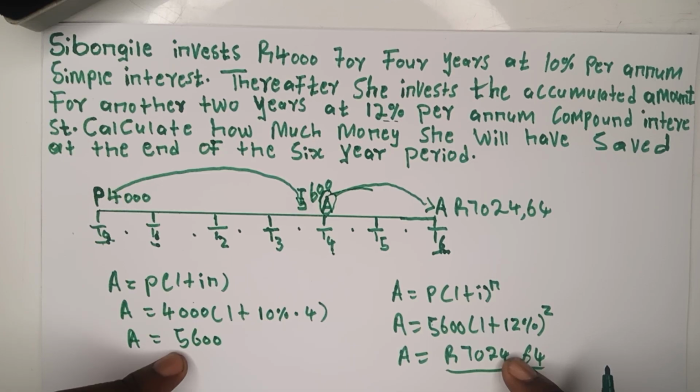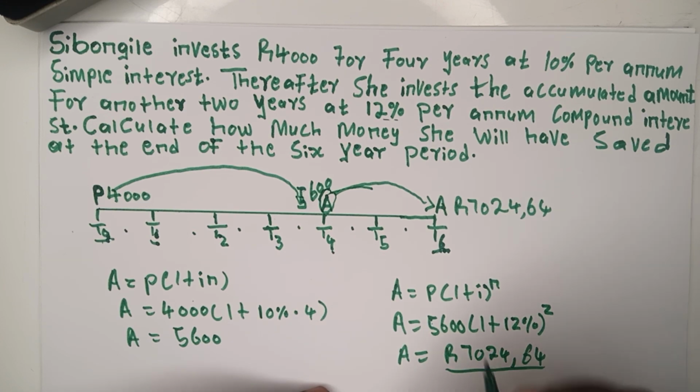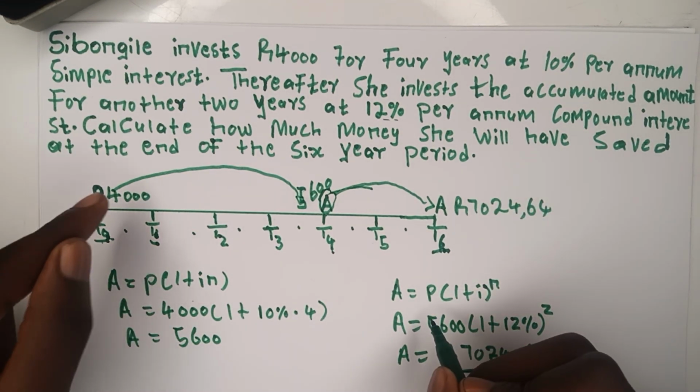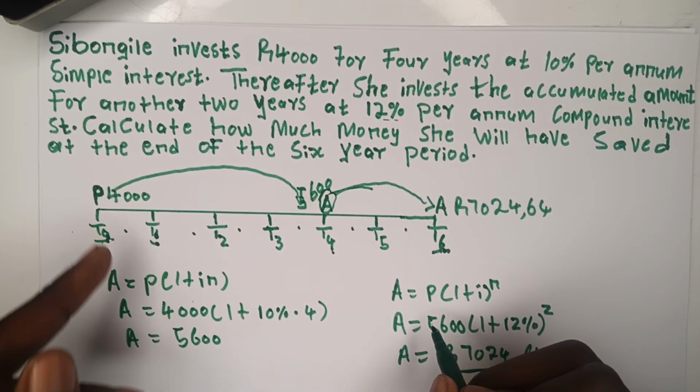No, that's not how it works. So the amount that she will have accumulated after the end of the 6th year is actually this amount. So you actually stop here. That's why I say that it is always essential to draw a timeline when you are considering a question.